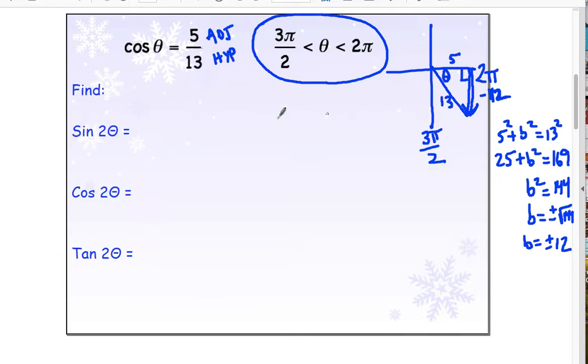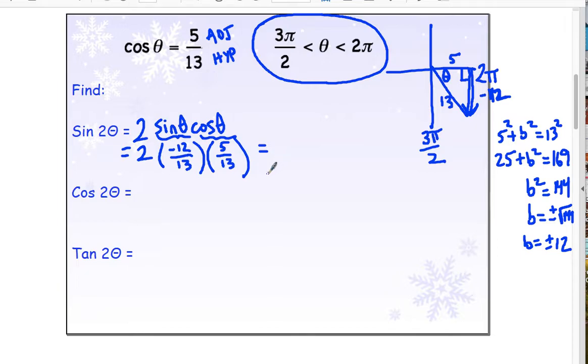Okay, so sine of 2 theta, we can use the formula 2 sine theta cosine theta. And then we're going to plug in what we know. Sine of theta is opposite over hypotenuse, so that would be negative 12 over 13. Cosine of theta is adjacent over hypotenuse, so 5 over 13. Now we're to the point where we have all numbers, so we can multiply, and this 2 can be written as 2 over 1. So multiply straight across the top, you get negative 120, and multiply straight across the bottom, you get 169.